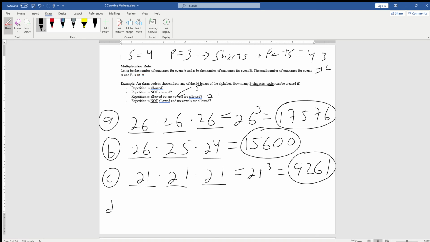And then finally, repetition is not allowed and no vowels are allowed. All right, so on the first selection, there are 21 possible characters. Since repetition is not allowed, 20 on the second, and then finally on the third, there are only 19 possible outcomes. So that's going to be 21 times 20 times 19, and I get 7980.